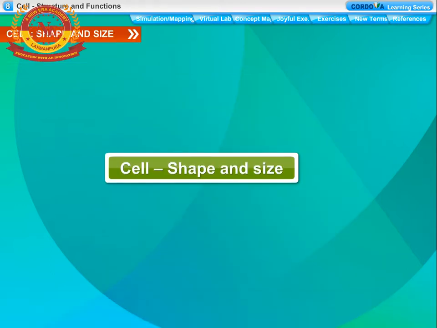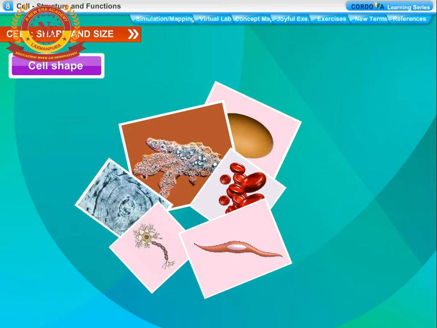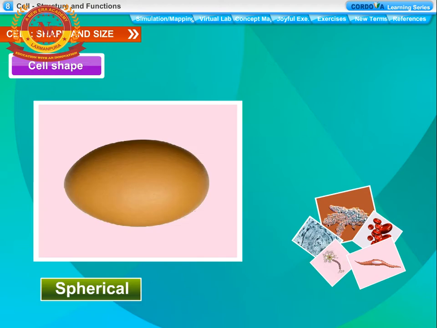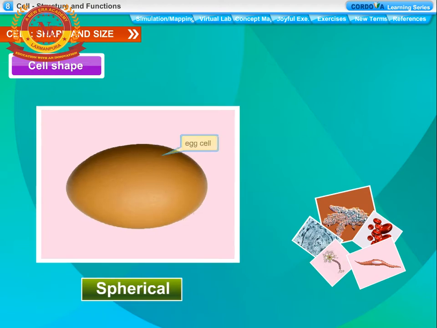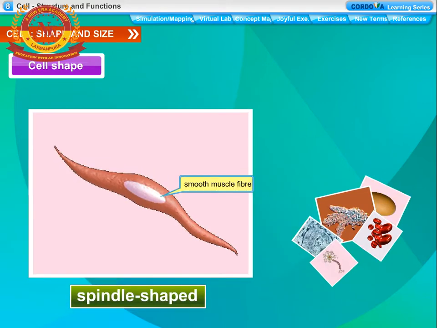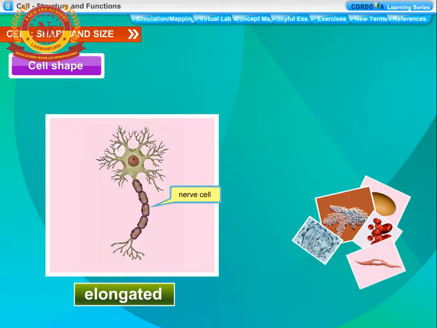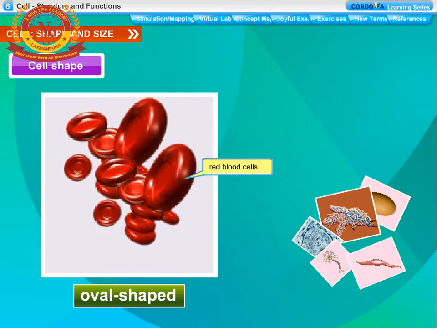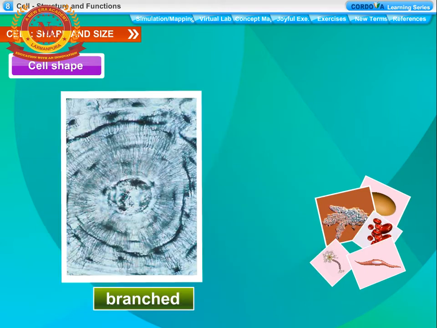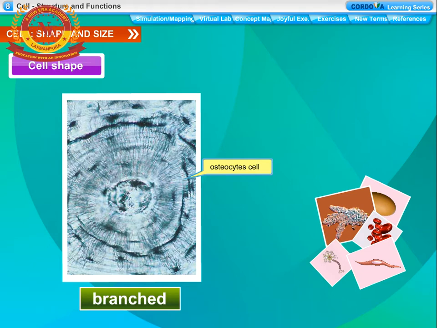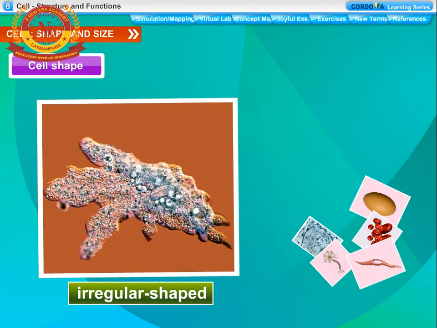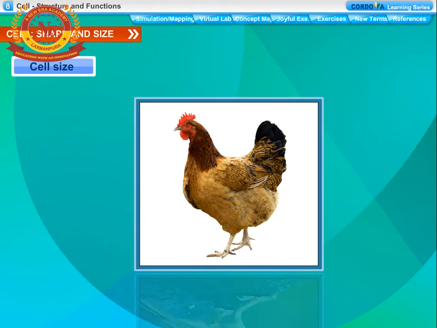Cell shape and size. Cell shape. Cells show a great variation in their shapes, such as spherical, eggs of many animals; spindle-shaped, smooth muscle fiber; elongated, nerve cells; oval-shaped, red blood corpuscles; branched, osteocytes, and so on. Some cells may not have definite shape: Amoeba, white blood cells.